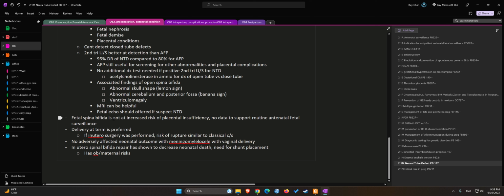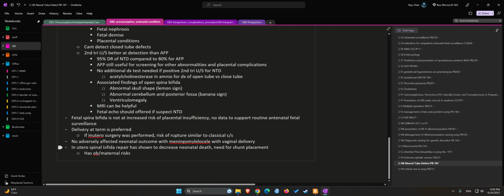Fetal spina bifida is not an increased risk of placental insufficiency. No data to support routine antenatal tests or antenatal fetal surveillance. Delivery at term is preferred. If in utero surgery was performed, risk of rupture is similar to classical C-section. There is no adversely affected neonatal outcome with meningomyelocele with vaginal delivery.